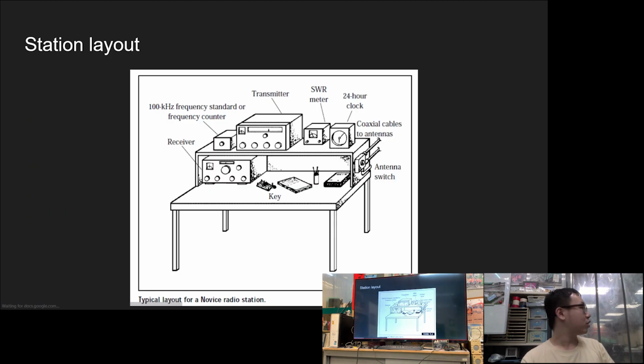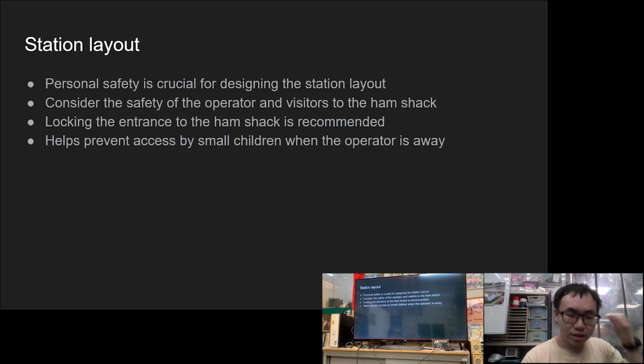Make sure your table is big enough so that you can put all the equipment on it. You don't want to have a very messy room, right? It's not convenient if you don't have adequate space. This kind of information is provided by ARRL, which is the reference book that OFCA suggests.